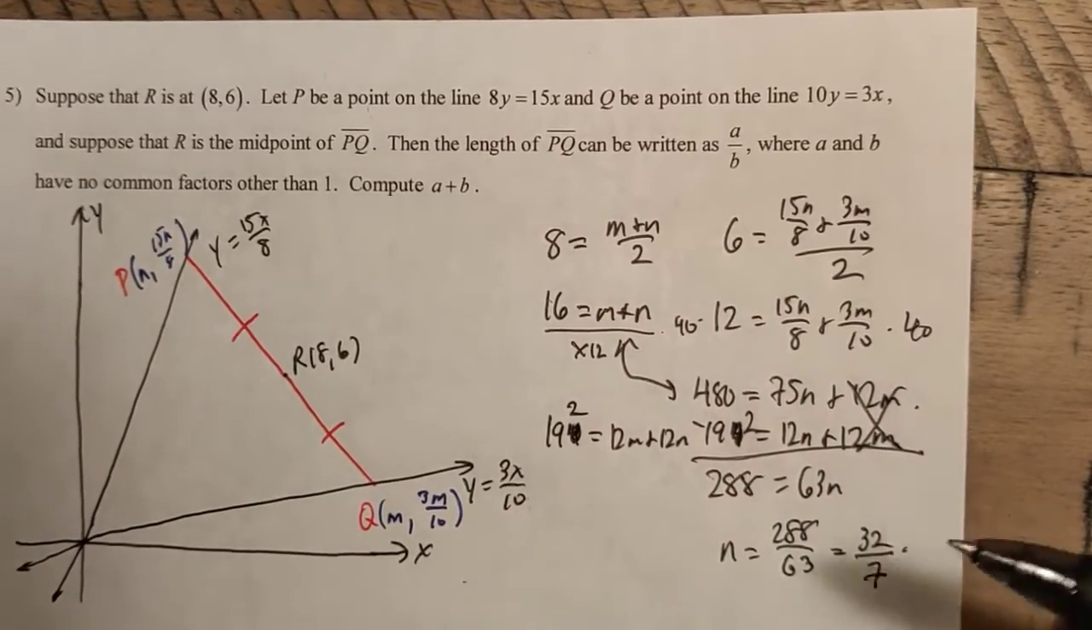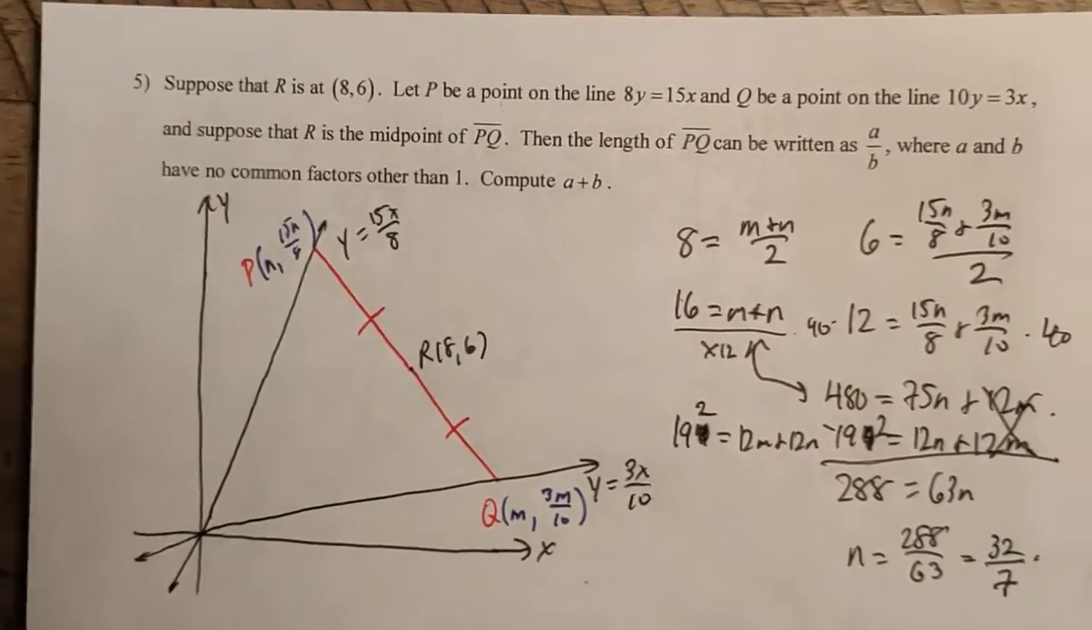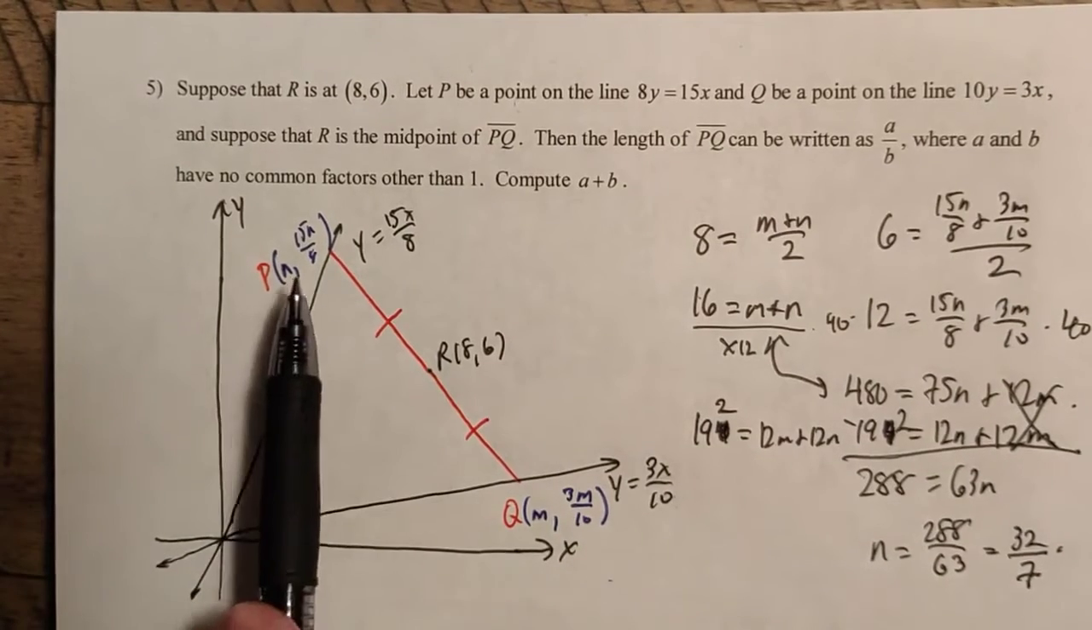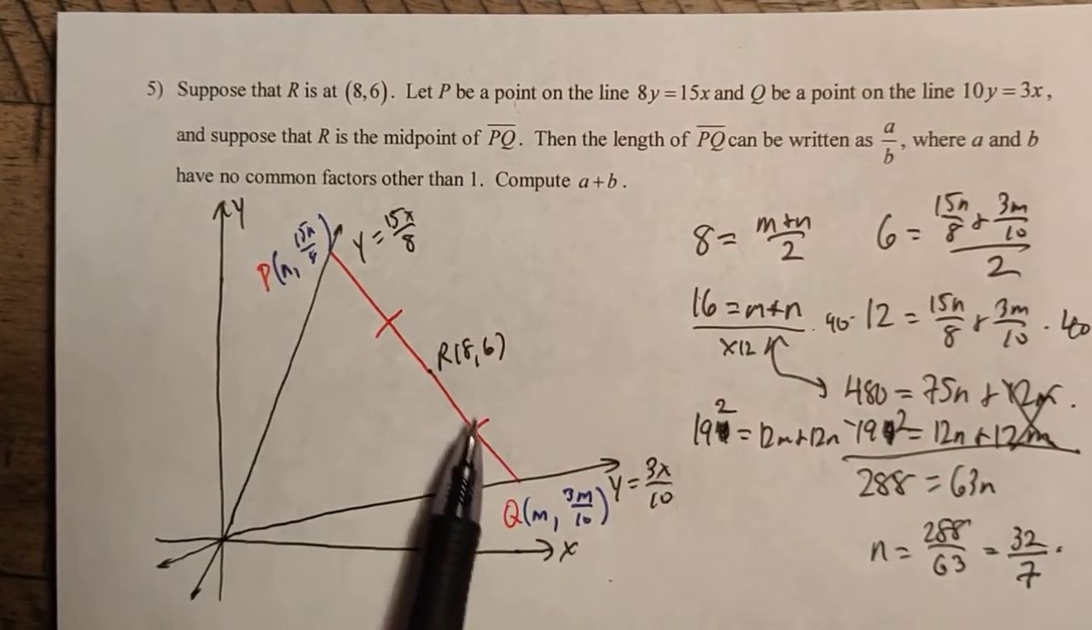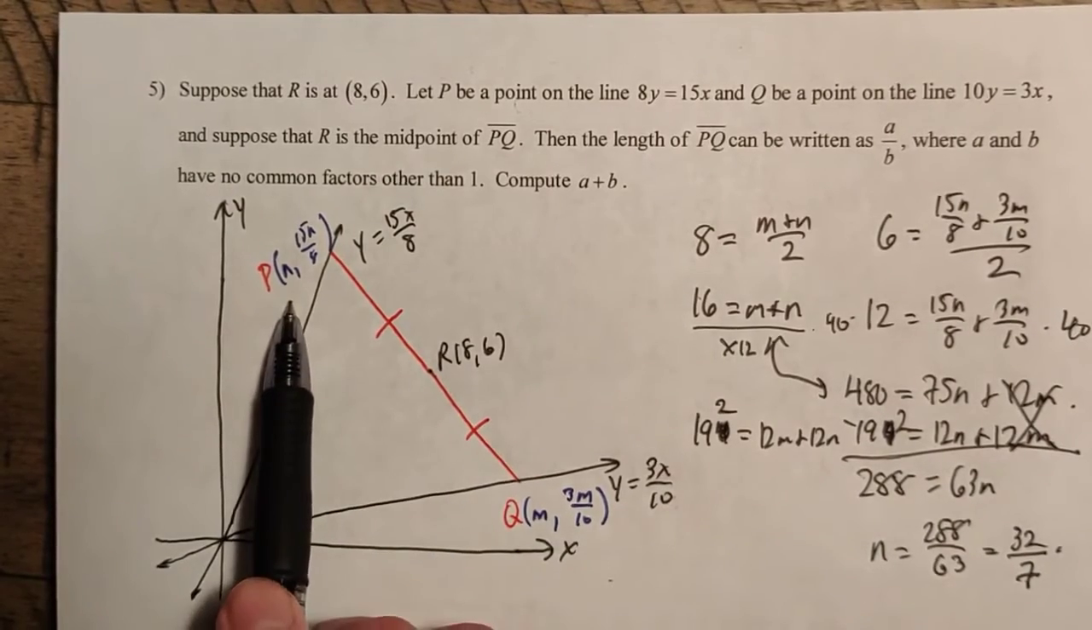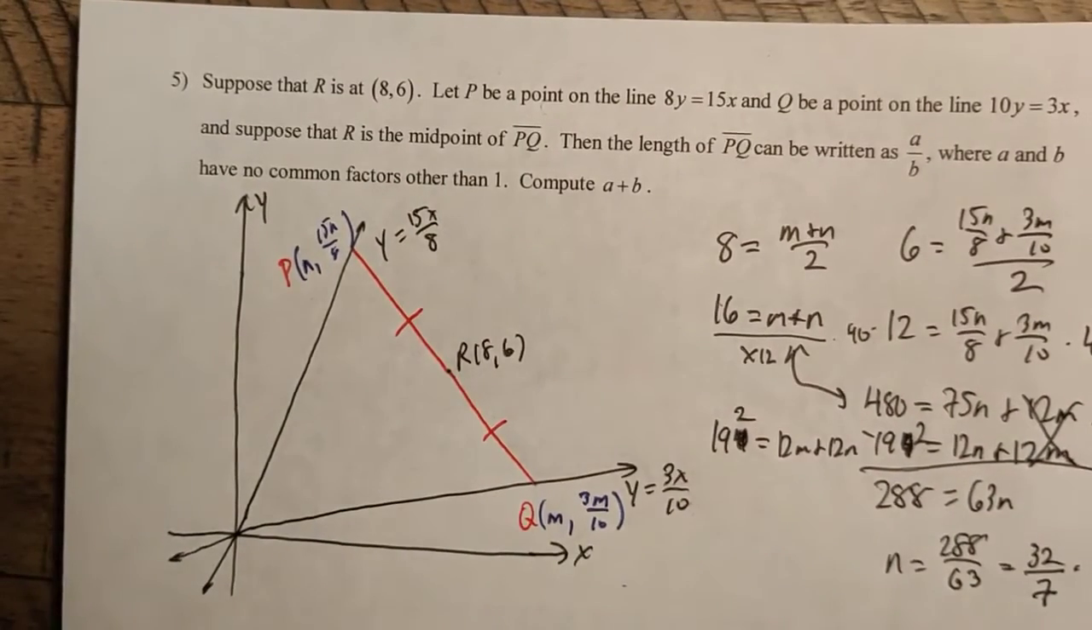So we could figure out what m is and then solve it that way. But note that I can try to minimize the amount of calculation by doing this here. We know that the distance from P to R is half of the distance from P to Q because R is the midpoint here. So if I can figure out what P is and use the distance formula and finish it off, I can just multiply by 2.